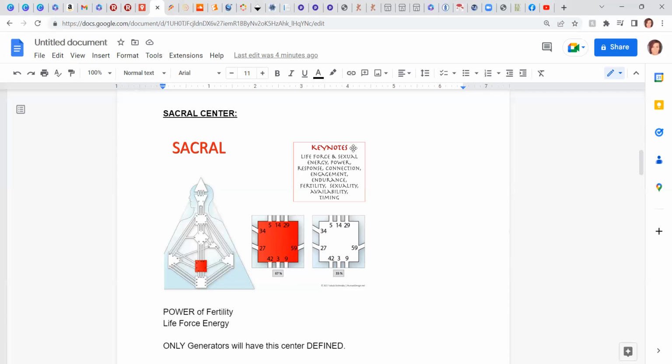So, keynotes for this center: life force and sexual energy. It's the same thing, right? Because of how we bring life. Life comes through our sexual energy. It's sexual life force energy. It's power. As we go through all the keywords for the gates towards the end of class, you'll see it's all about power. It's the power to commit, the power to say yes, the power to nurture, the power to care.